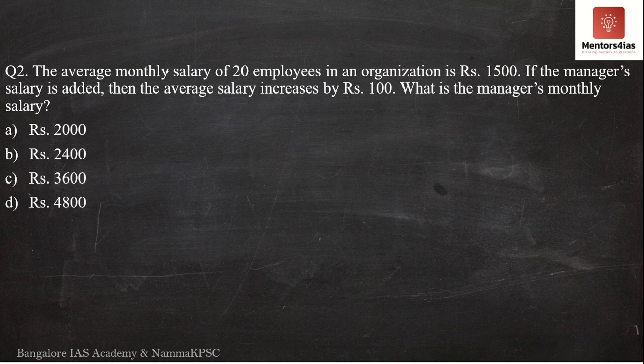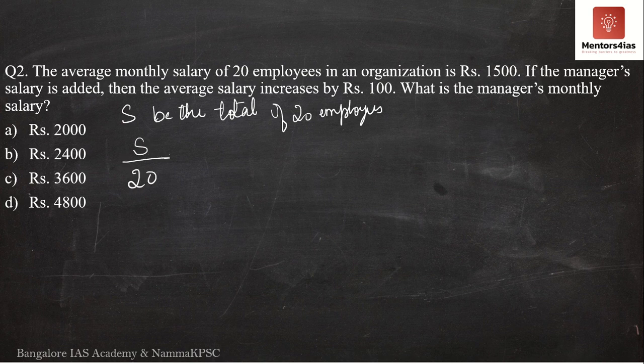So here from the question, let S be the total salary of all the 20 employees. Then, if I divide the total salary of all the 20 employees, that is S, by 20, the total number of employees, then I should get the average salary of every single employee, where the question has already mentioned that the average monthly salary of the 20 employees is nothing but 1500. Therefore, I should be able to determine the total salary, that is S is equal to 20 into 1500.